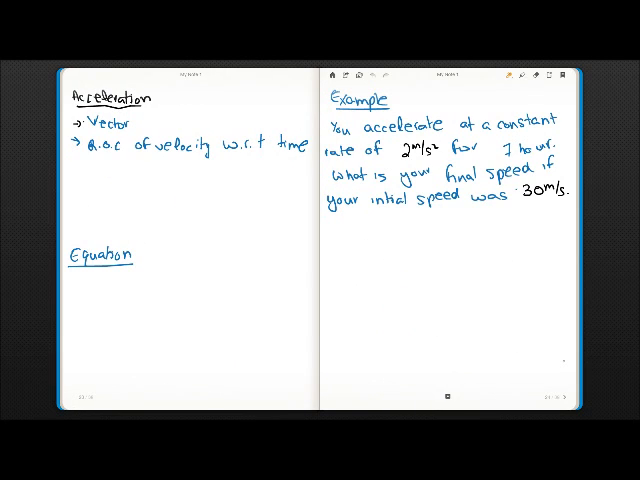The final thing is acceleration. Acceleration is also a vector and is the rate of change of velocity with respect to time. So the equation would be a equals change in velocity over time. Here's an example. You accelerate at a constant rate of 2 meters per second squared for 1 hour. What is your final speed if your initial speed was 30 meters per second?